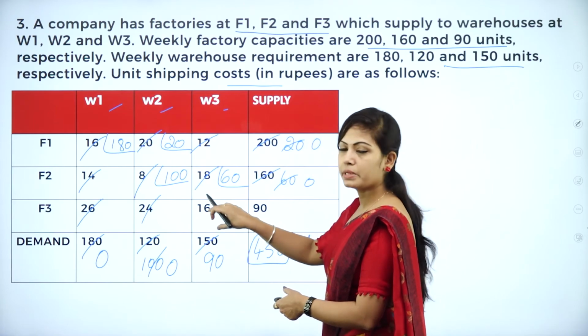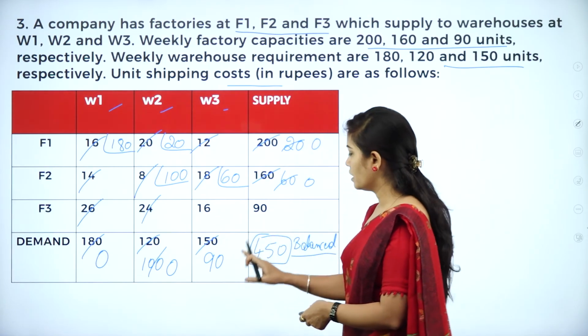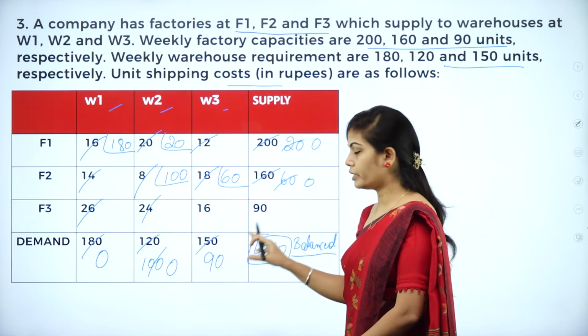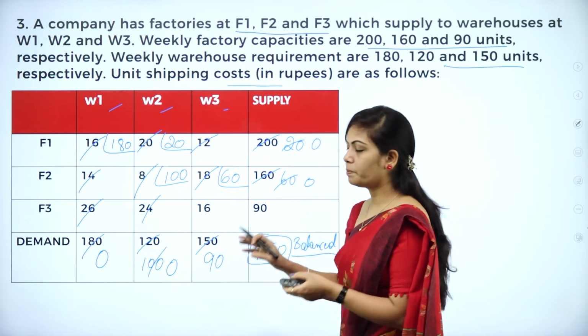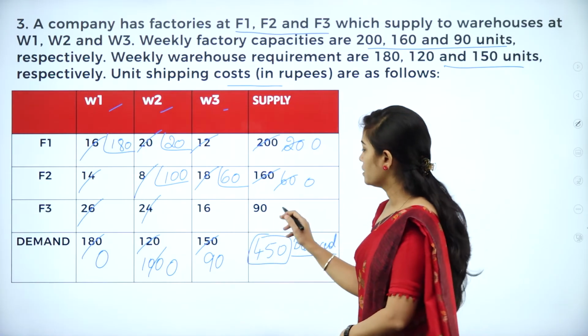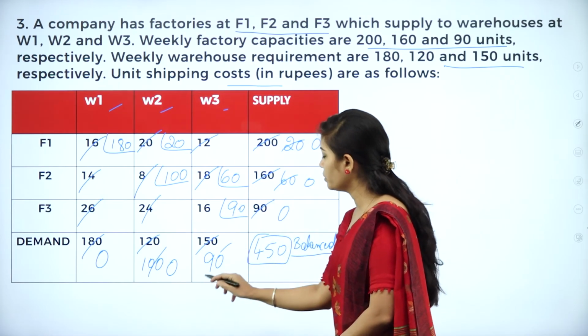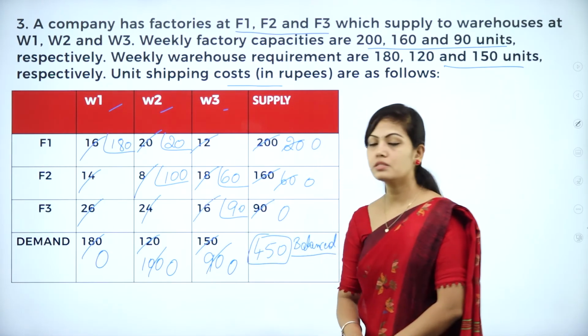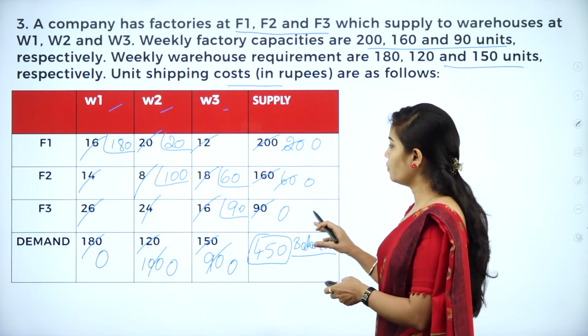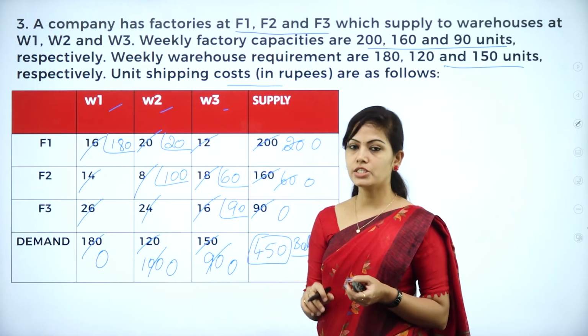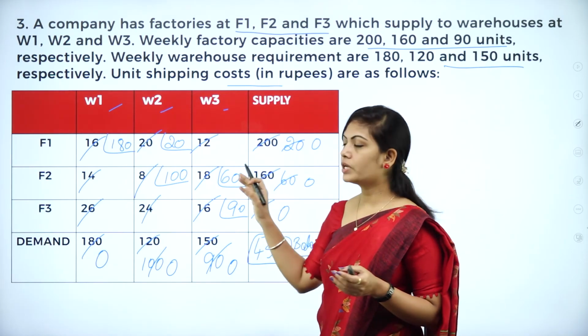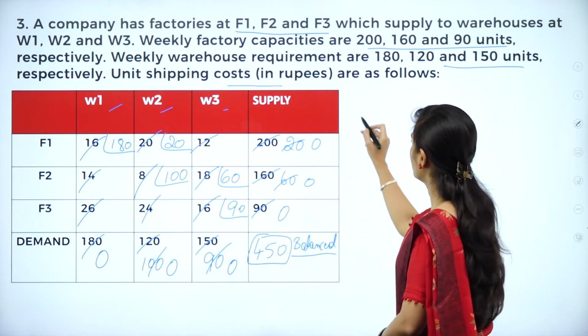The last variable is 16. You cross verify the supply value and demand value. Both the values should be equal at last. So I will allocate 90 to this cell. It will become 0. You can cancel this value. So now I have completed all the cancellations. Now you can find the total minimum cost.